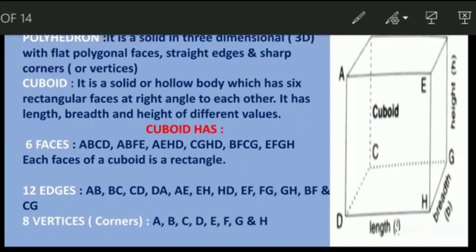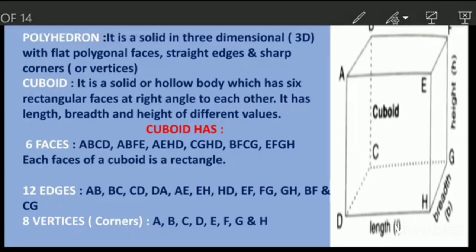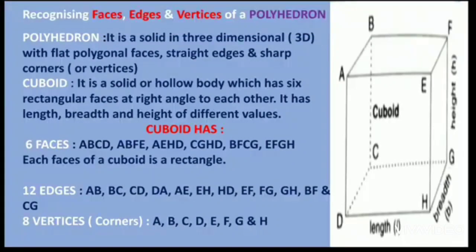It has 8 vertices, that is, corners. A is the first, B is the second, C is the third, D is the fourth, E is the fifth, F is the sixth, G is the seventh, and H is the eighth vertex or corner. So a cuboid has 6 faces, 12 edges, and 8 vertices or corners.